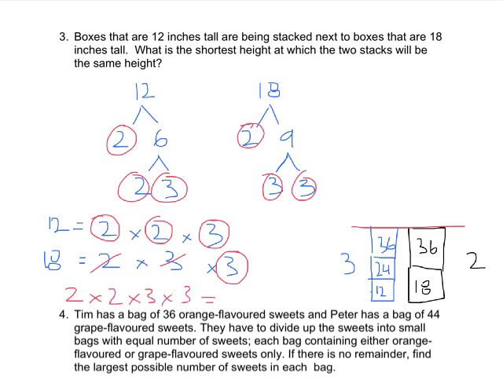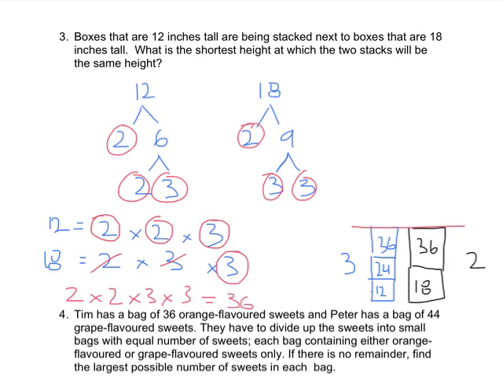So let me see here. 2 times 2 is 4. Let me do this with a little pointer here. So 2 times 2 is 4, times 3 is 12, and 12 times 3 is indeed 36. So there's 2 ways of solving this problem.